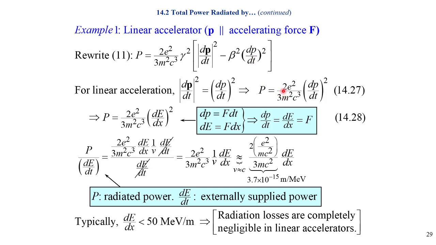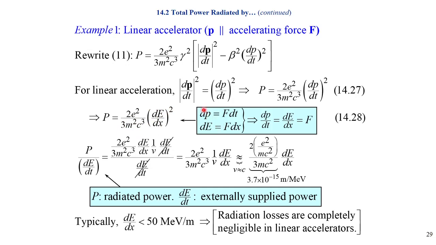So eventually we have a simple relation. Proportional constant, the same. Gamma square, 1 minus beta square, times dP over dt, because this one is 1. Just substitute this one to here. And this one is the same as this one. 1 minus beta square just cancels with gamma square. So therefore the total radiated power P is 2e squared over 3m squared c cubed times dP over dt squared.